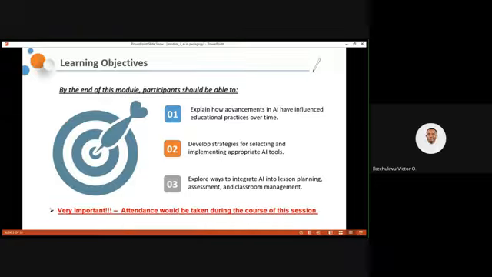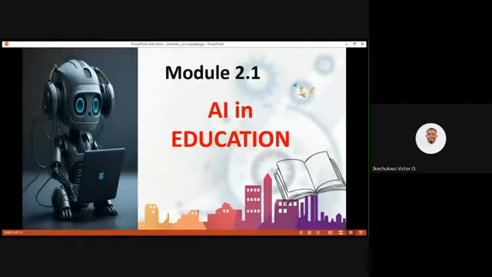Are we following? Just give me a thumbs up or use any emoji you see fit. All right, so moving on. AI in education, or AI in pedagogy.